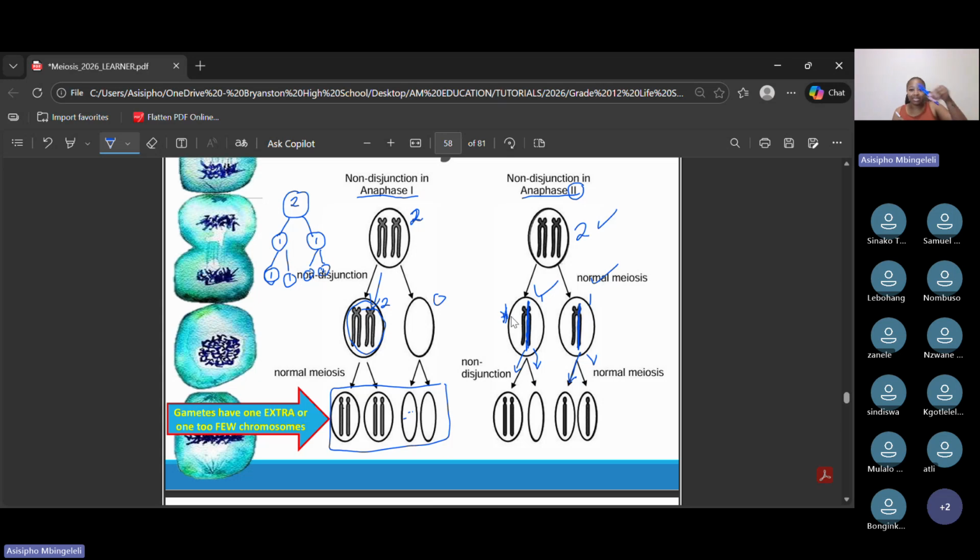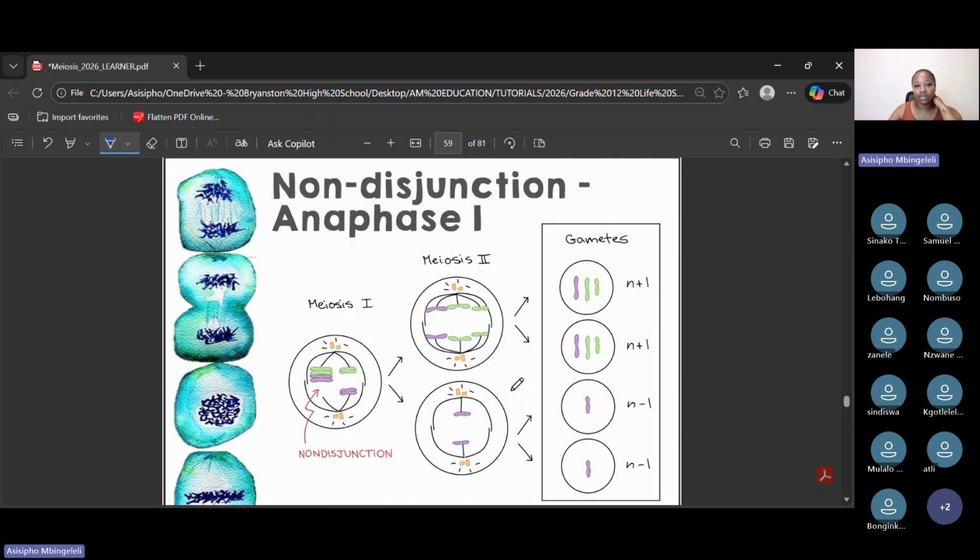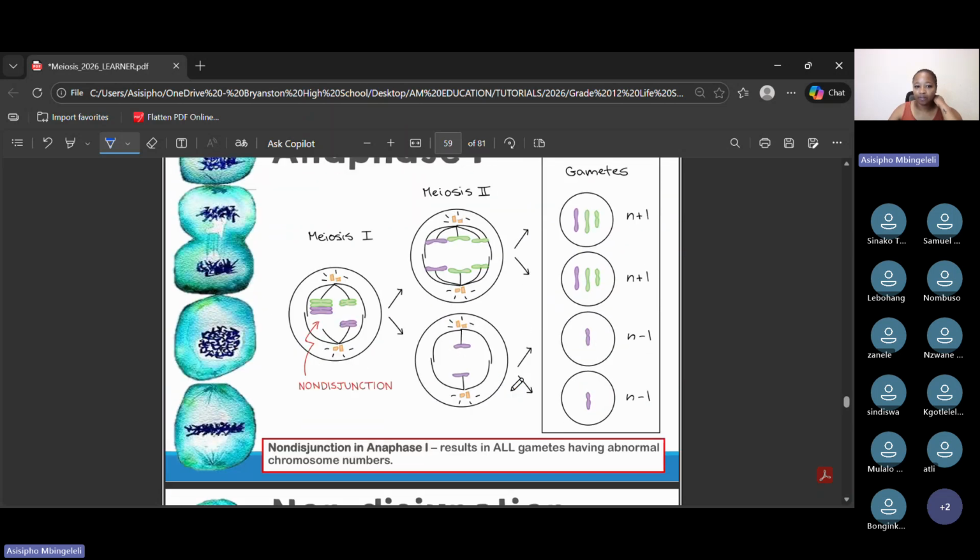Now, both chromatids of the same chromosome move to one side of the pole, ending up with 2 chromosomes in the cell. So this cell ends up having 2 chromosomes. This one, 0 chromosomes. This one, 1 and 1. That means there was non-disjunction there. This is abnormal meiosis. Let's look at it again.